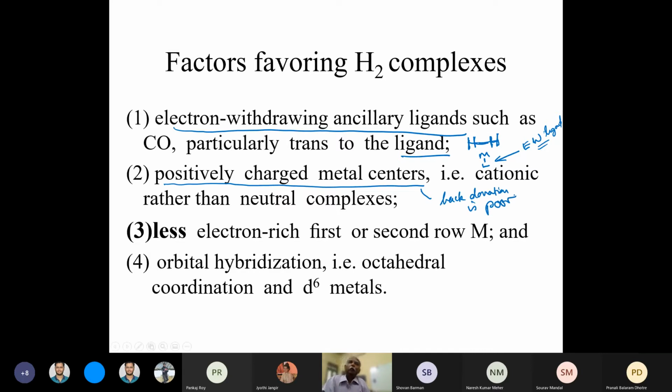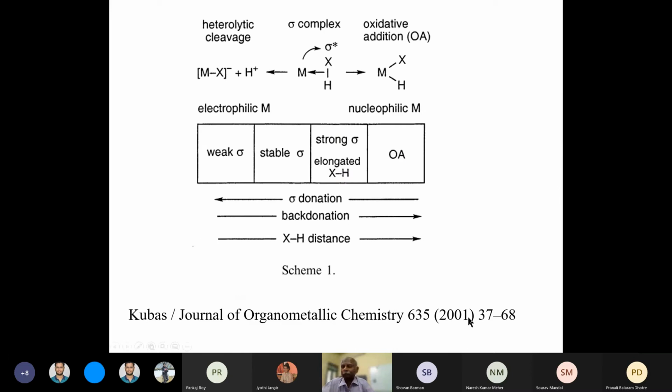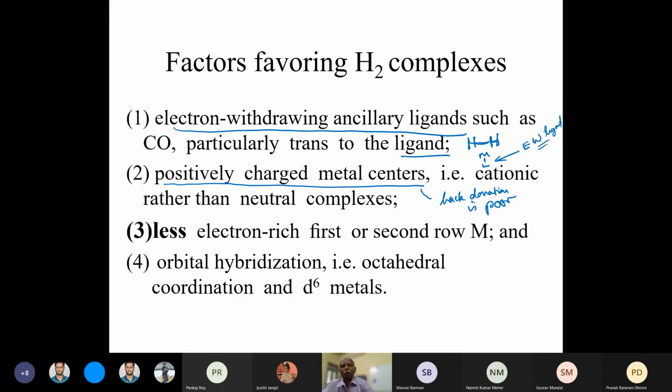Remember, whenever you have a positive charge on the metal, it is going to be more anxious to keep the electron density to itself. Now, if I have a positively charged metal, it's not going to do back donation, pushing electron density into the pi star orbital of an olefin or a sigma star orbital of a dihydrogen. That is going to be poor. So if that is poor, then it is better for the complex to have H2 as a ligand.